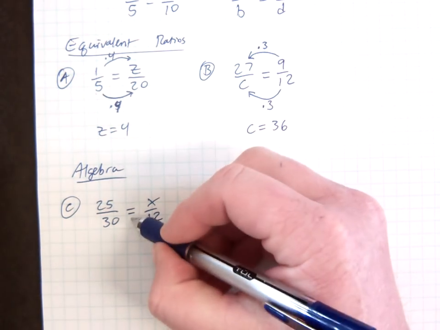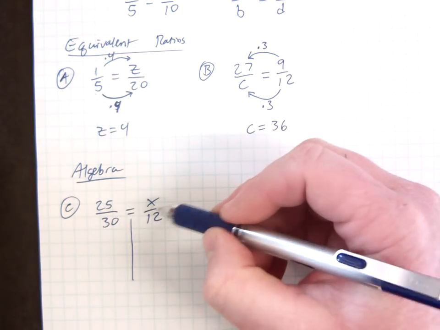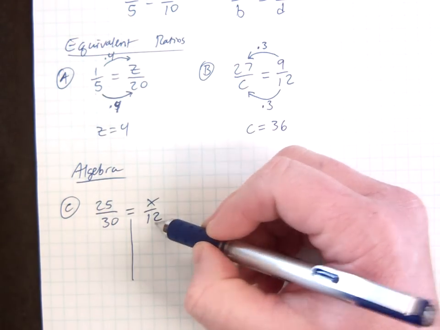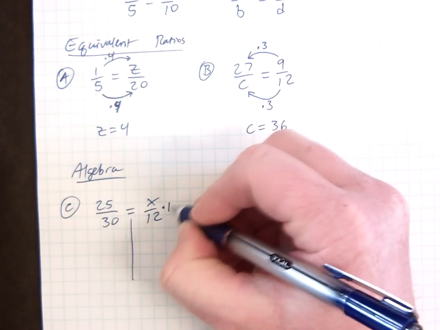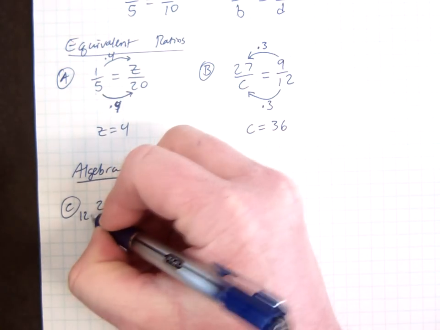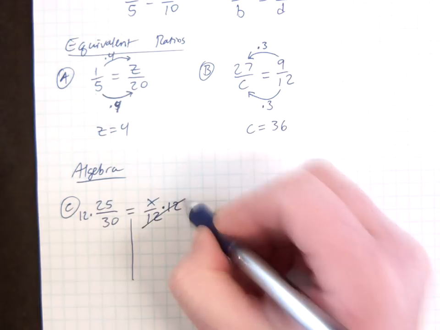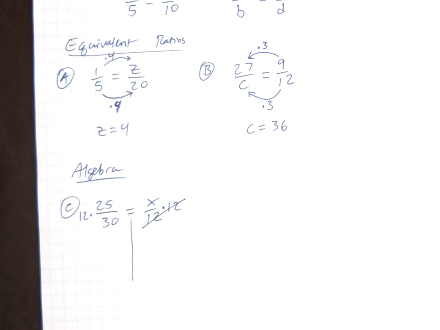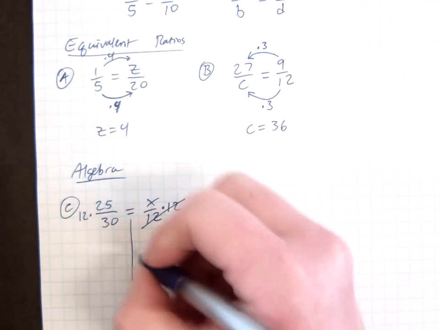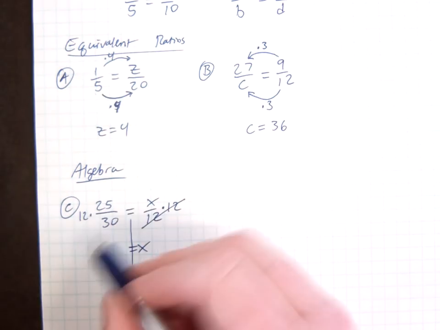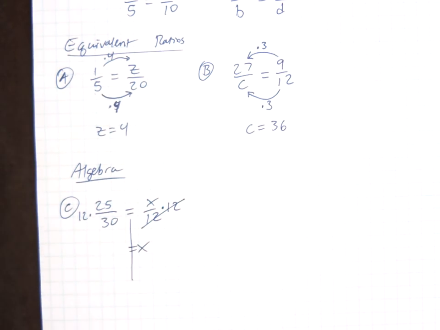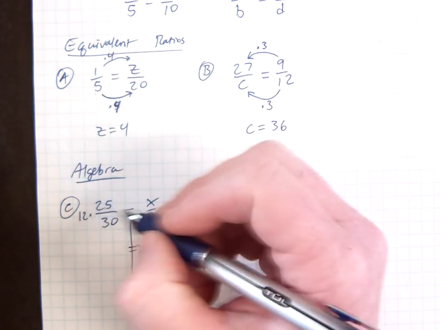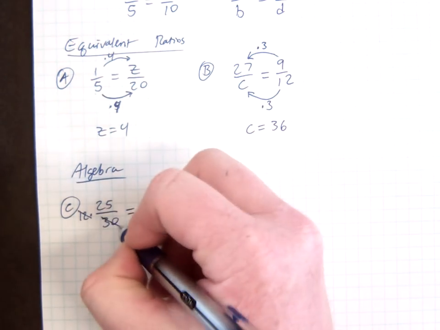I'm going to draw a line under the equal sign and say, well, what's happening to the x? It's being divided by 12. So how do I undo that operation? I'm going to multiply both sides by 12. Those cancel out. This is just the way we did it on our equations unit before. Now I've got x by itself, and over here I have 12 times 25 over 30.